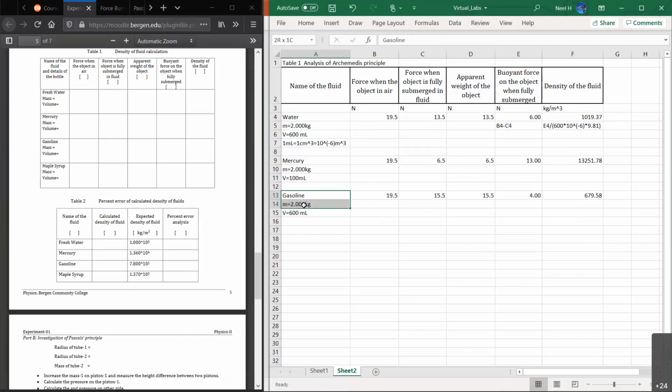So for the maple syrup, you can keep the same information, mass and volume, but the term should be changed into maple syrup.